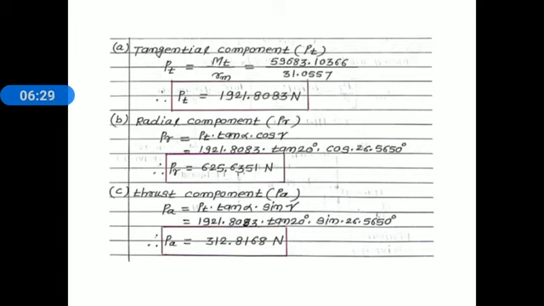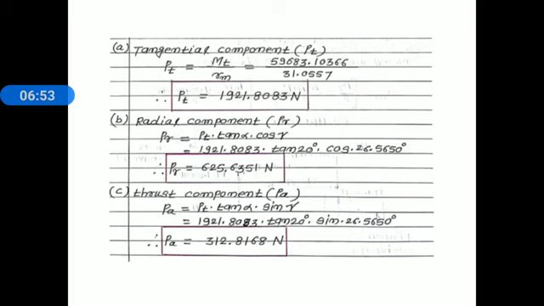103.106 divided by 31.0557. Simplify this. After simplification, we get a tangential component Pt is equal to 1921.8083 Newton. Second component, radial component P suffix r.